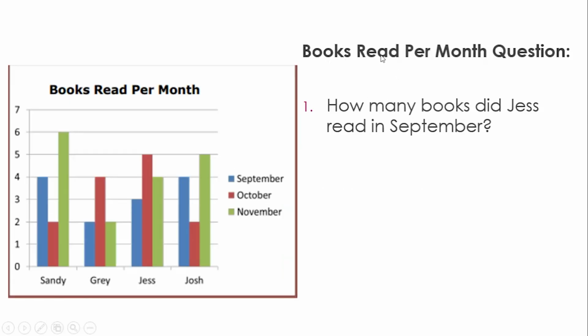Now let's see books read per month using a line graph. Looks like this is Sandy, this is Gray, this is Jess, and this is Josh during September, October, and November. How many books did Jess read in September? We'll go take a look at Jess, and September is blue, and it says she read 3. So the answer is she read 3 books.